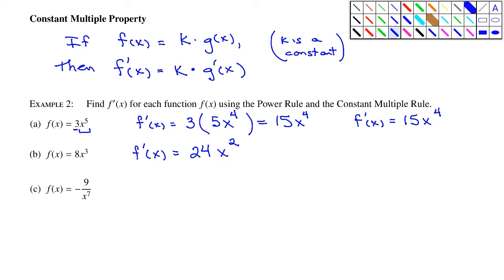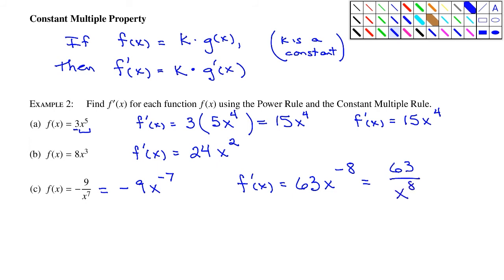Part C, f of x is equal to negative 9 over x to the 7th. I need to rewrite this one with the x to the negative 7. Now I can take the derivative. So f prime of x is equal to, bring down the negative 7 and multiply. Negative 7 times negative 9 is positive 63. Times x, lower the power by 1, negative 8. And that's equal to 63 over x to the 8th.